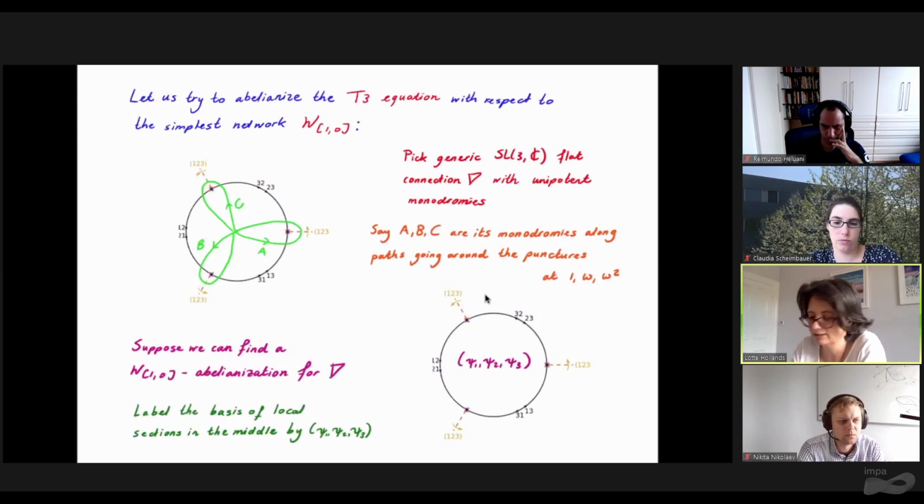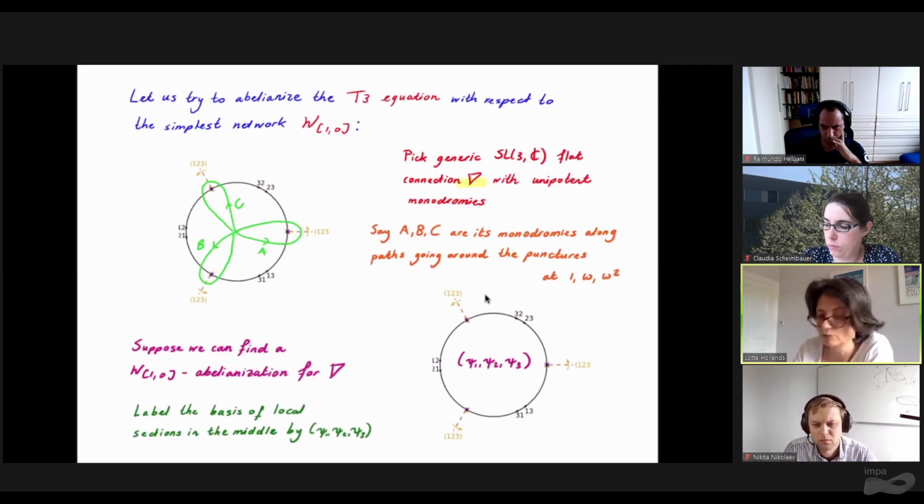So we will restrict this in this talk to the simplest network, this circular network. And so we want to study abelianization for the simplest network. So that means, pick any generic SL3 flat connection with unipotent monodromies. And suppose that A, B, and C, as in this figure, are the monodromies around these cycles, going around the punctures.